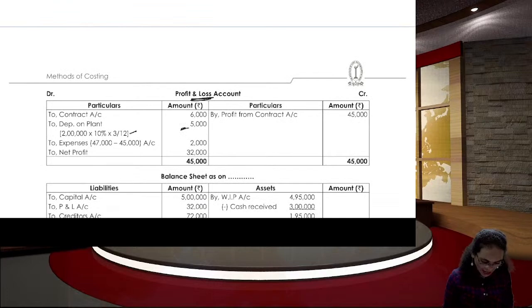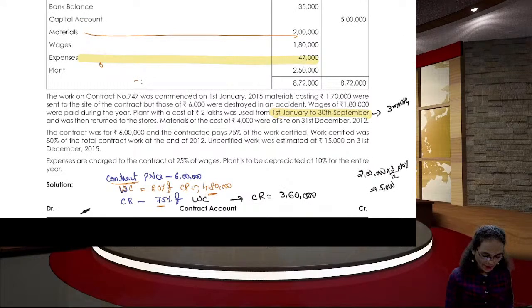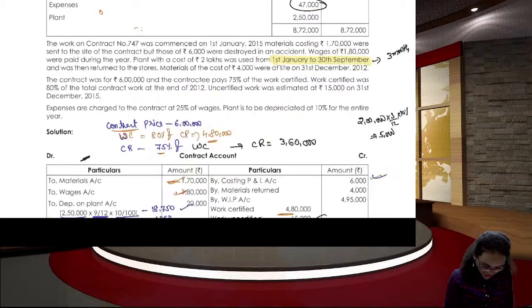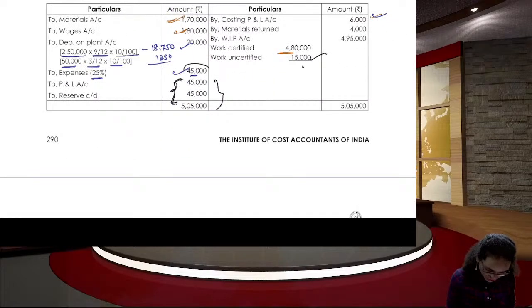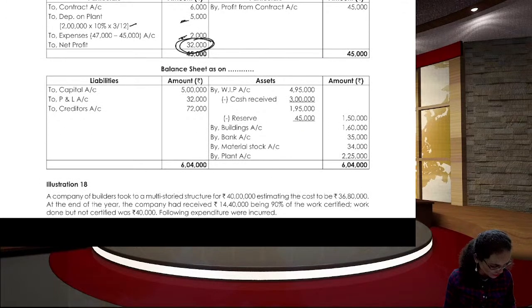That's what is here. And expenses, it is given in the trial balance as 47,000, but 45,000 we have already charged to this particular contract. So the remaining should be charged to P&L. So net profit you are getting is 32,000. Understanding? Net profit you are getting is 32,000. Guys, please try to respond to me if you have any doubt. Are you able to understand or not? Please try to respond.